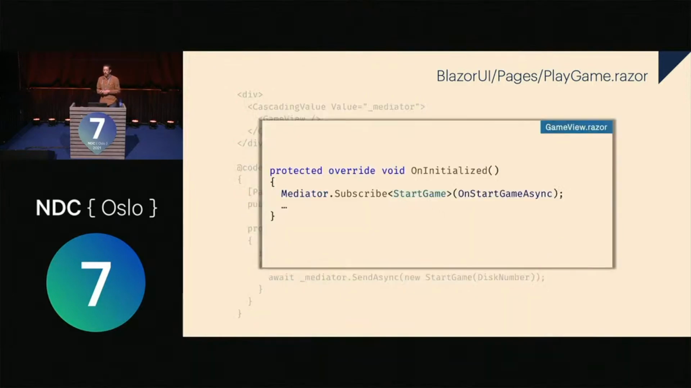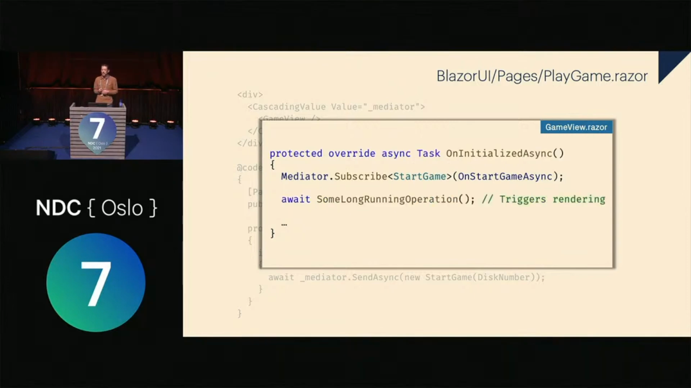Now, if you remember, in the game view components, that subscription was done in the Uninitialized method. But there are actually two versions of the Uninitialized method in Blazor. There's this synchronous version, which you see here on the slide. There's also an asynchronous version called Uninitialized Async.